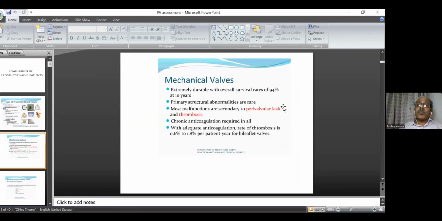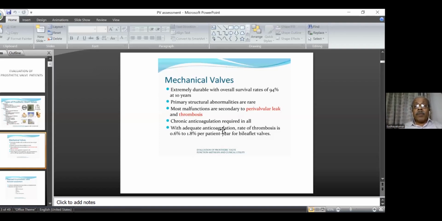This also all of us should know: mechanical valves are extremely durable. The longevity is more compared to biological valves. Biological valves, compared to the previous ones, have better results or better longevity data now. The primary structural abnormalities, which I will be discussing later, are rare with mechanical valves. Wear and tear, calcification, all those things occur more with biological valves. And the malfunctions are secondary to perivalvular leak and thrombosis. And chronic anticoagulation is required in all.